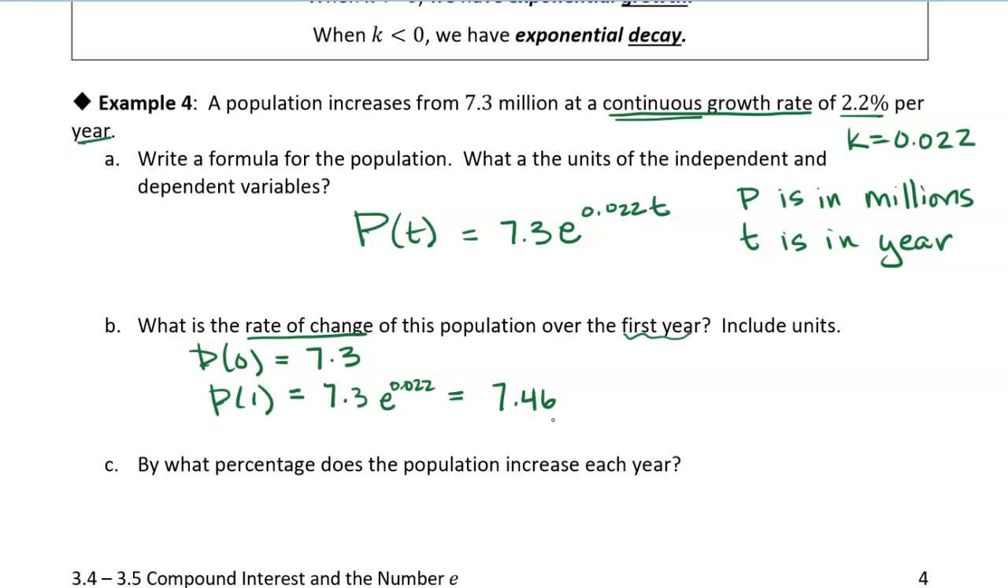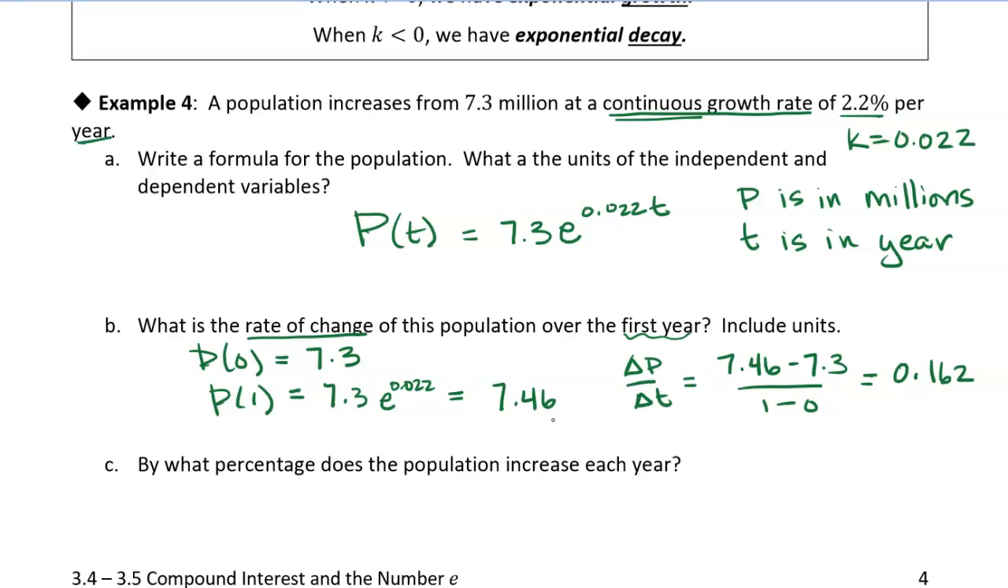So it's going to be essentially delta P over delta T. This is our average rate of change. And so I'm going to take 7.46 minus 7.3 over 1 minus 0. It's just the change in the population over the change in time. And so I got 0.162. So let's put some units on that, though.